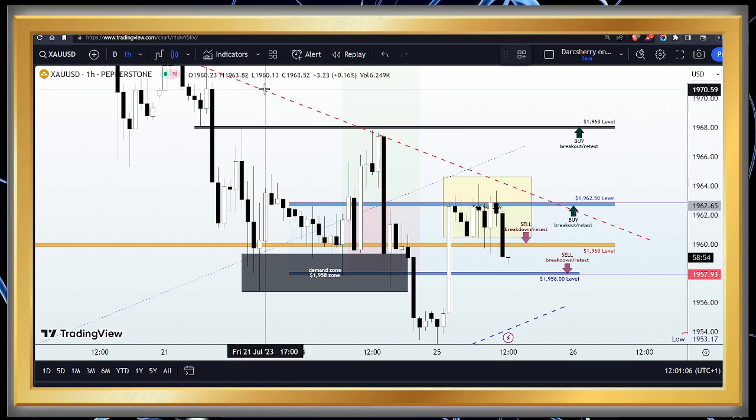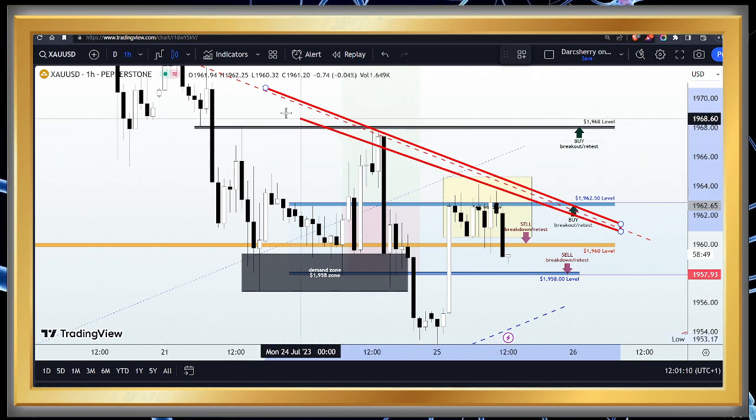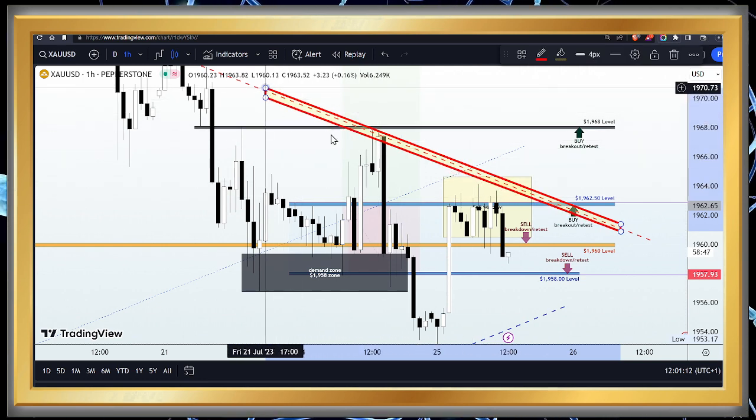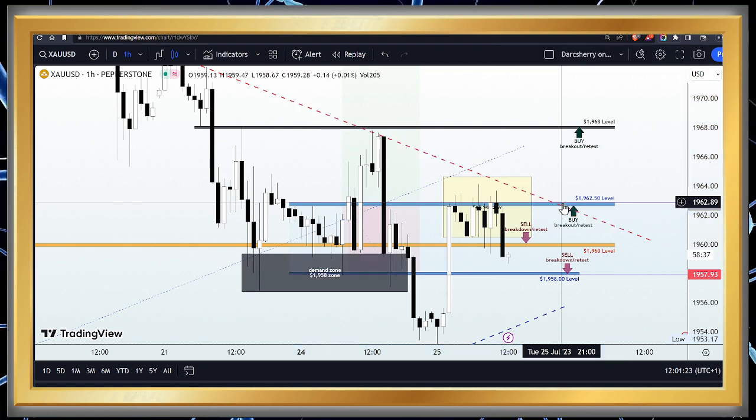Then of course we have the descending trend line after connecting the series of lower highs since Thursday last week trading session, where a breakout of that trend line will be the signal we are looking for to buy the XAU USD. So you want to be marking out these levels on your chart, and in fact it's on this note I want to be calling it a day here.